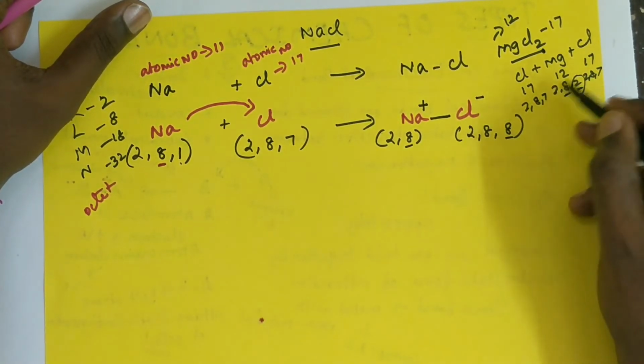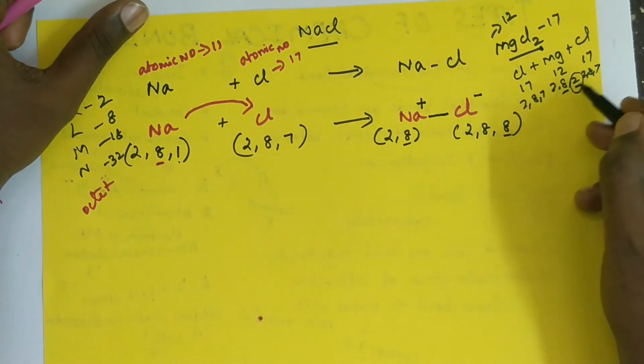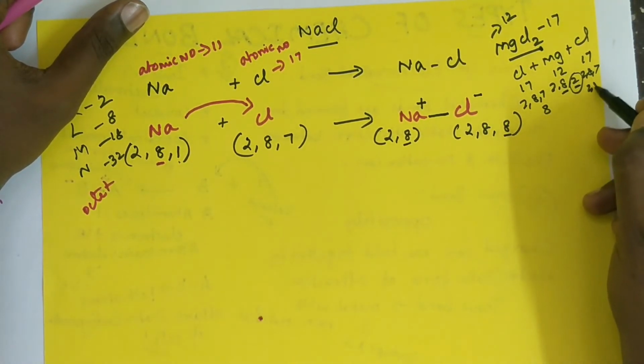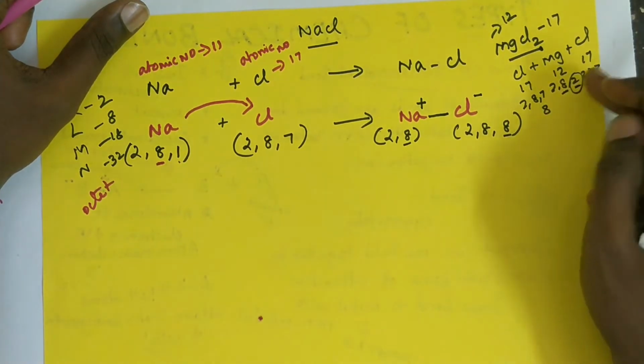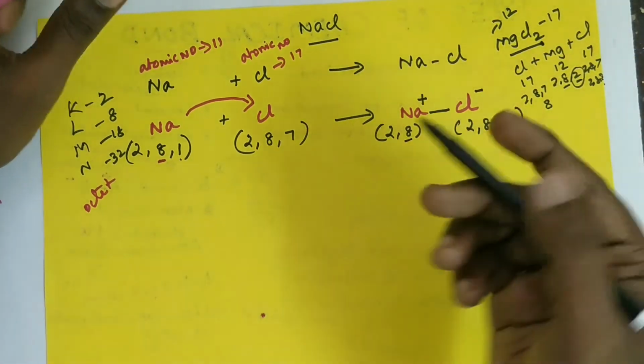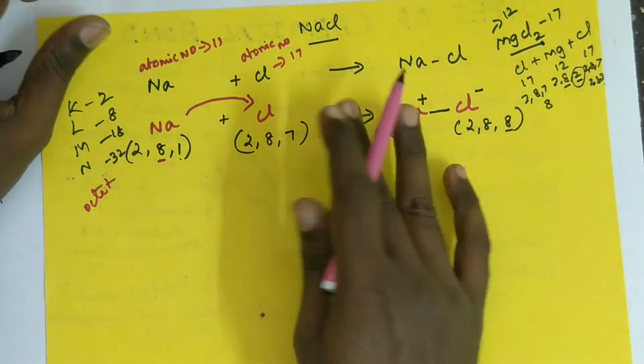The magnesium is shared by both chlorines. Each chlorine gains 1 electron and has become 8, that is 2, 8, 8. These 2 electrons are equally shared by the chlorine atoms. So you try it on your own. You have to draw the structure.